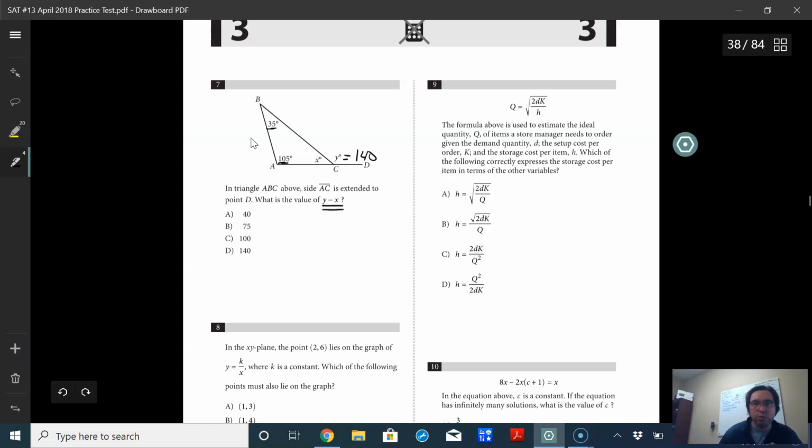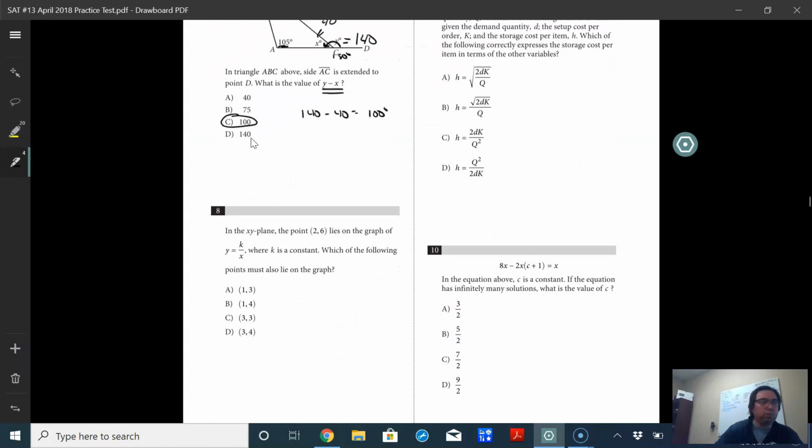And so if that's 140, then we know that x has to be 40 degrees because collectively between these two, that has to be 180 degrees. So it's saying what is y minus x? Y is 140, x is 40, so we get a value of 100 degrees, which is C.